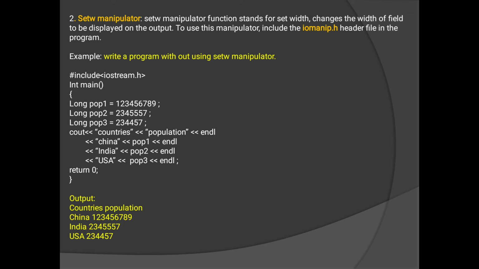As you can see in that example, write a program without using the setw manipulator. Here you can see that the setw manipulator is not used, but the endl is used. If you have to use the setw manipulator, you have to use the iomanip, that is the input output manipulator dot h header file, at the beginning of the program, right after the iostream.h, because this is a manipulator function. In this program you can see that at the beginning of every program, the hash include iostream.h is used.